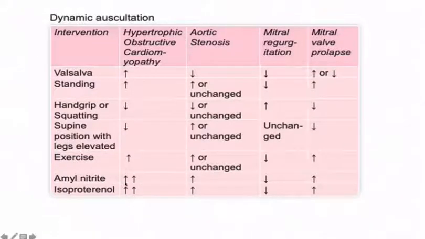With amyl nitrate, there is a decrease in the preload, so there is an increased duration of the murmur. Then the click and murmur will be more early, even in MVP and even in HCM.